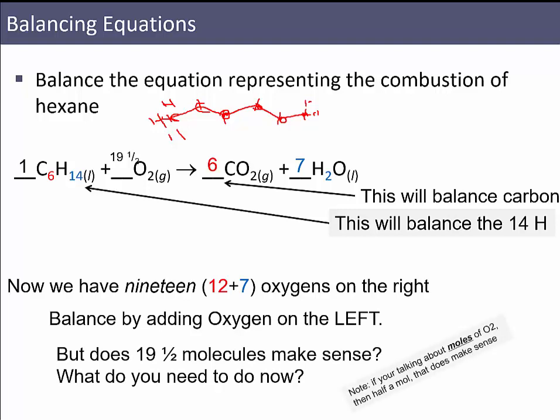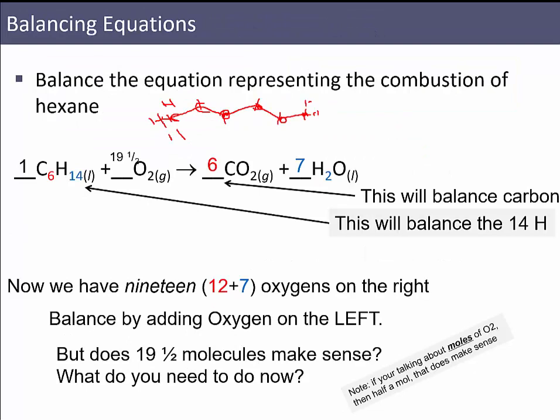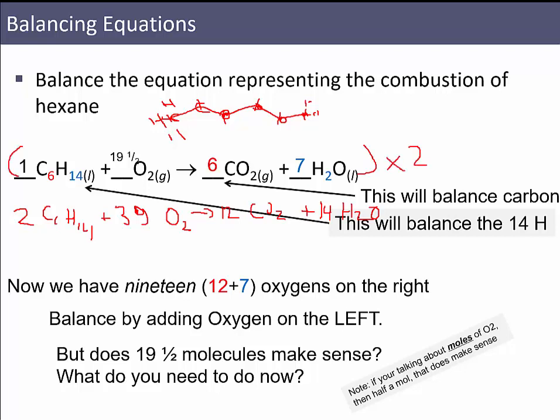What I can do now is, if we're talking about moles, it's cool, but we want to get that down to the lowest possible common denominator. I'm going to multiply everything by 2. So we'll get 2 C6H14s and 2 times 19.5, and I'll have 39 oxygens, and that will go to 12 carbon dioxides and 14 H2Os. So all I did is I took this whole schmear and I said, okay, I want to get rid of this half on the bottom. I'm going to multiply by 2.